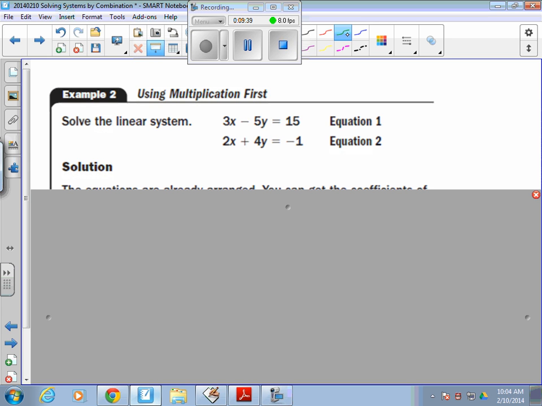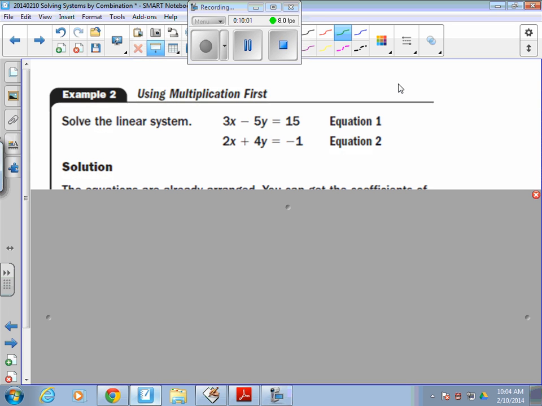But if you look at the coefficients, unlike example number 1, you don't have any opposite terms here. So you have to multiply either one of the equations or both of them in order to create opposite terms. So we have to look at our factors of 3 and 2, or our multiples of 3 and 2, I should say. What that means is 3, 6, 9, 12, so on and so forth, and your multiples of 2.